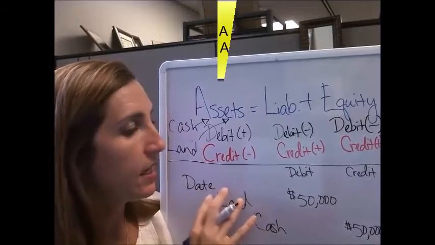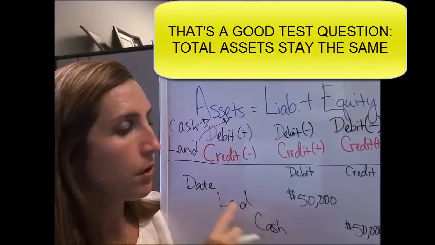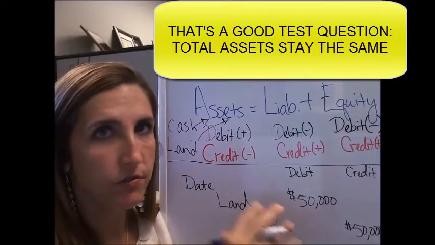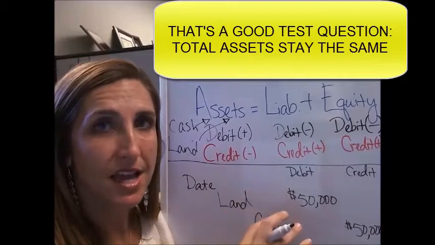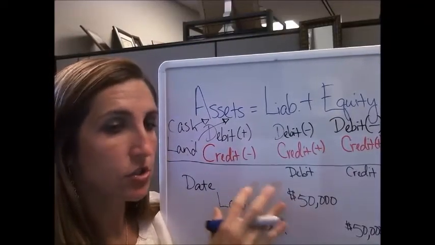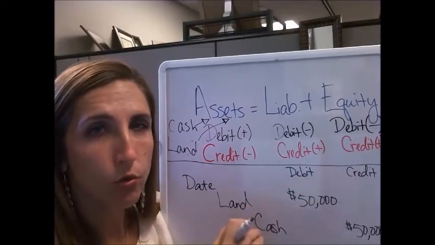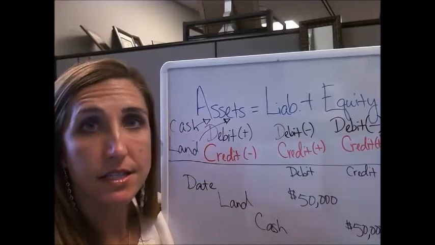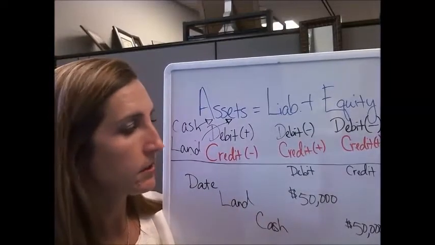Now, the key here is to remember that when you purchase another asset with cash, your total assets do not change. The value of my total assets has not changed. I've changed the form of my asset. I moved from cash into the form of land, but the total value of assets that I have did not increase and it did not decrease. It stayed the same. Let's do one more.